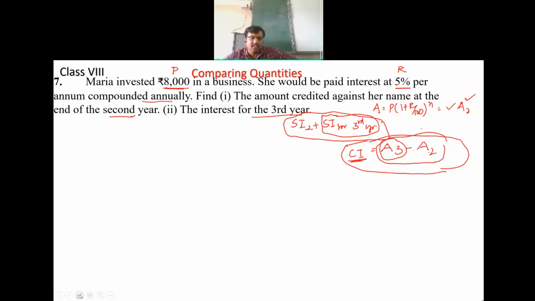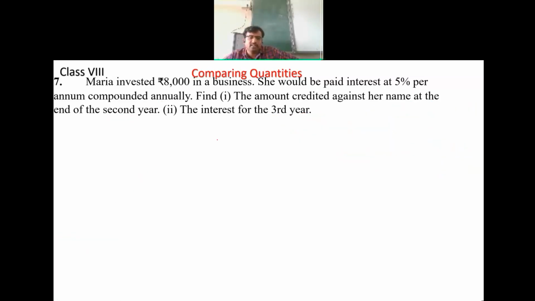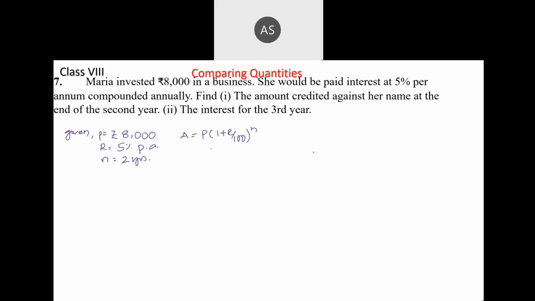I have solved it like that. Is it better than doing simple interest? I will show you the answer easily, then you decide which one is simple. It is 8,000. 8,000 is cancelable, sir. Look at this. This is simple.